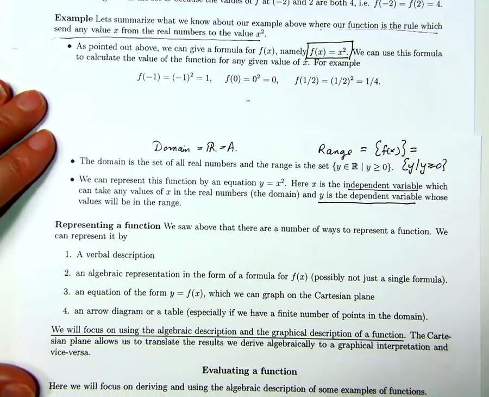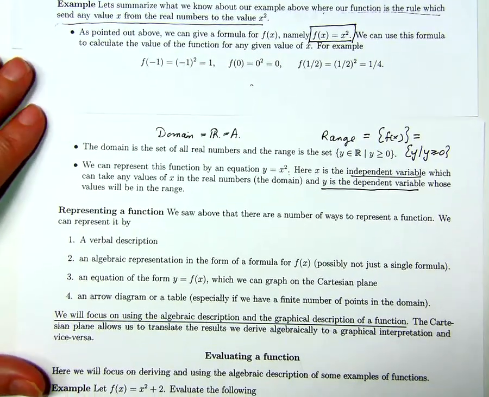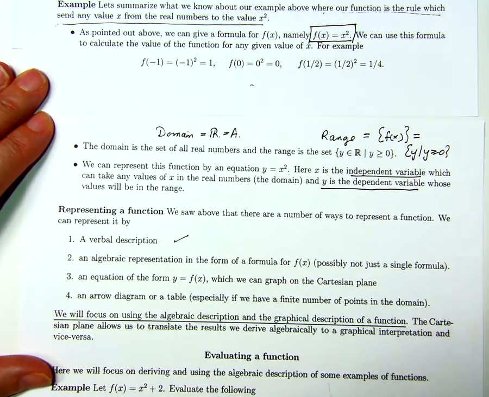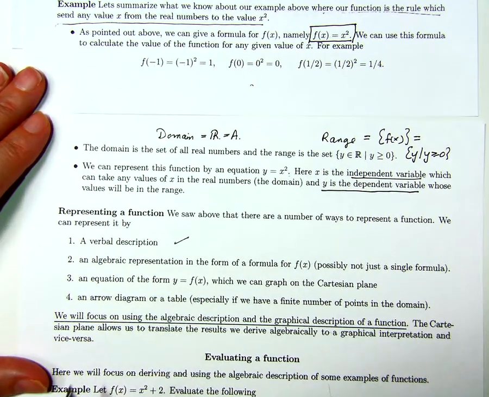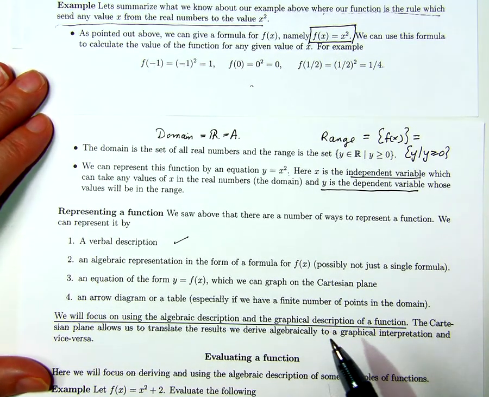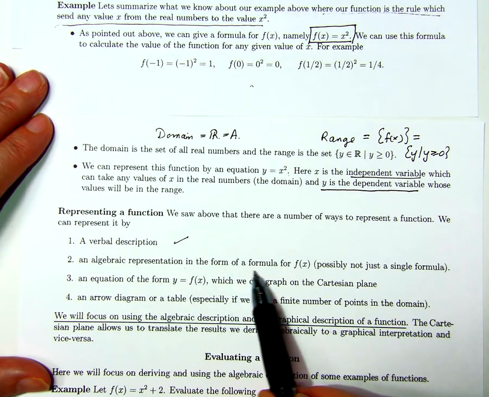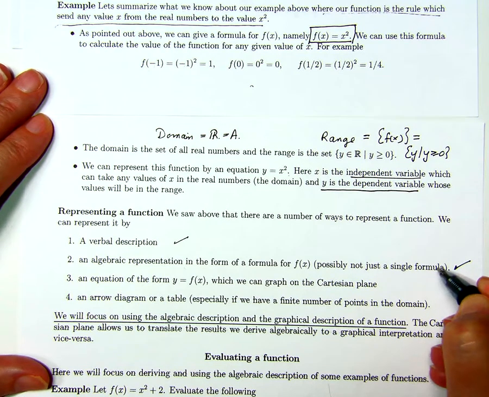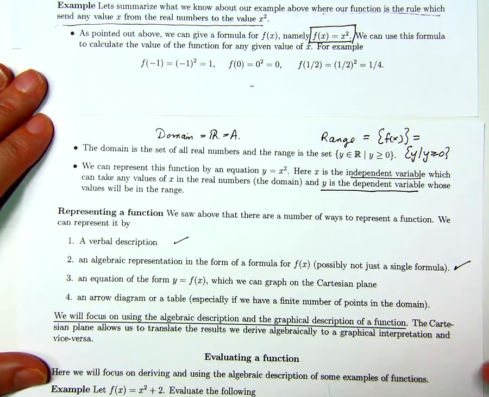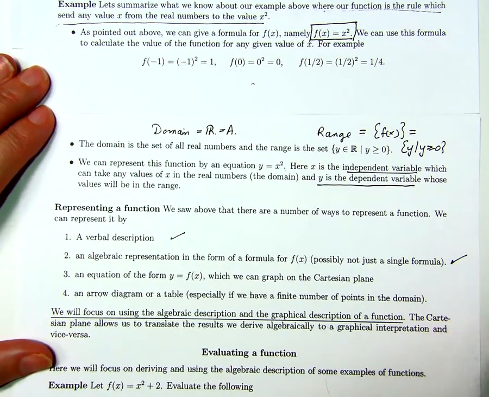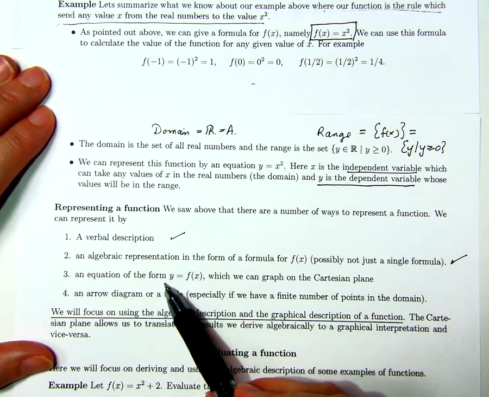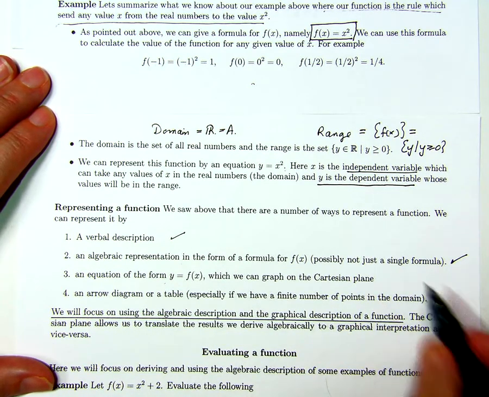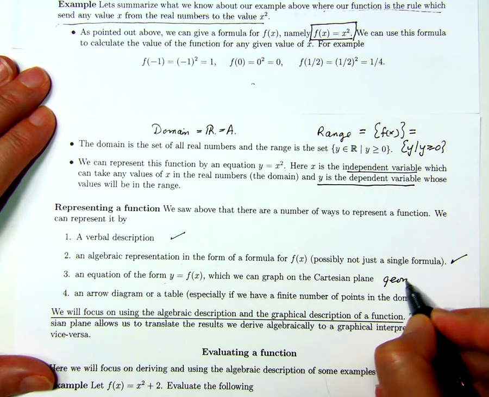When representing a function, there are a number of ways of doing that. We can give a verbal description, as we did with this function. It's the function which sends every real number to its square. We can give an algebraic representation in the form of a formula. Possibly that formula might be a little more complicated than saying f of x is x squared, and we'll get to some examples like that. We can give an equation of the form y equals f of x, and of course we can graph this equation, which gives us a geometric representation of our function.